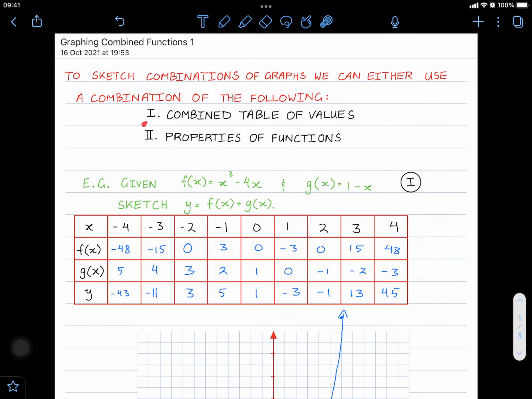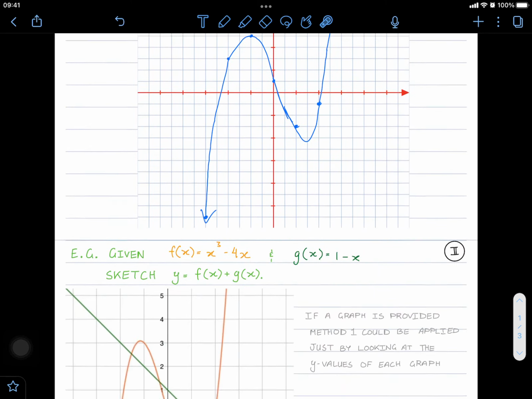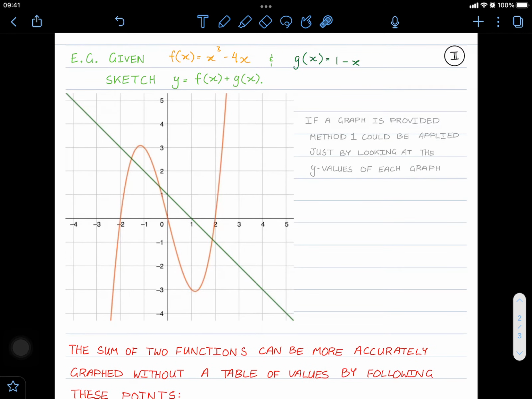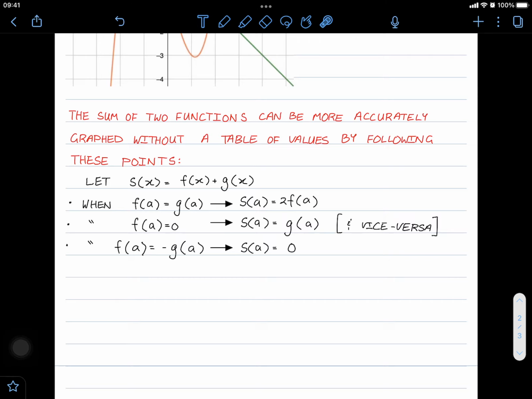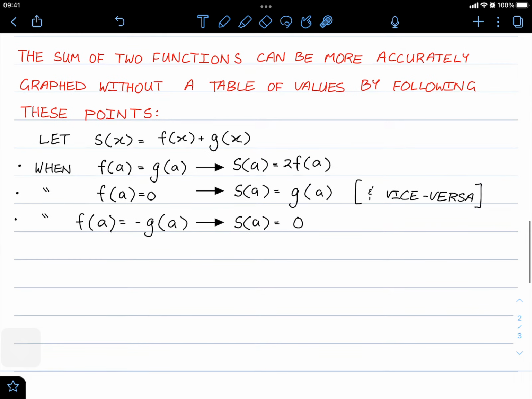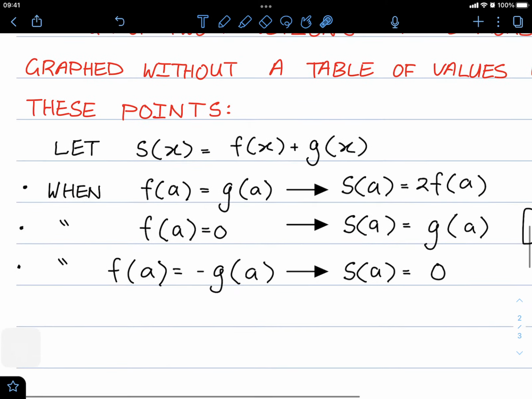However, the more preferred way and the more examinable way is taking the two graphs and using the properties of the sum and the functions themselves to sketch the function. When it comes to the sum of two functions, it can be more accurately graphed without a table of values by just using these points here. So we'll let s of x equal the sum of f and g. When f of a equals g of a, where a is some x value, the sum must equal double f, so 2 times f of a. I'll demonstrate what I mean.